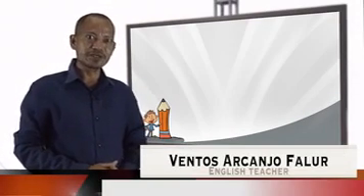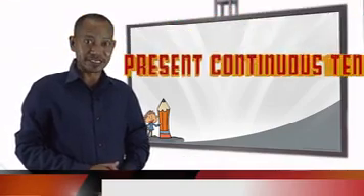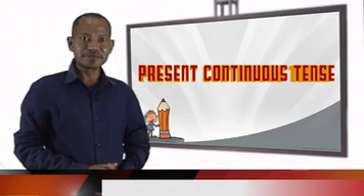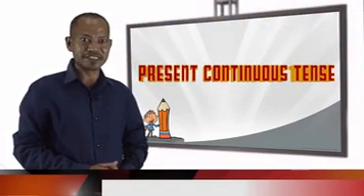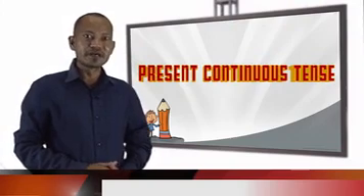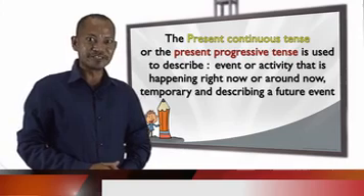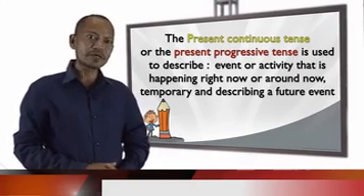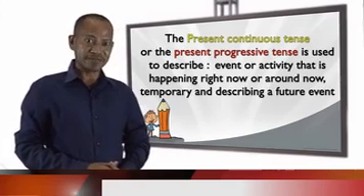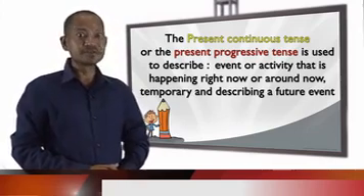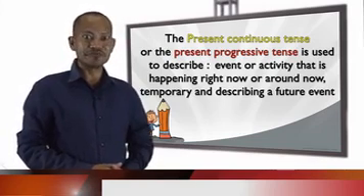Today, as usual, I'm going to take you through a lesson with the focus on the present continuous tense. In this lesson, we are going to have a look at some different uses of the present continuous tense. The present continuous tense, or the present progressive tense, is used to describe an event or activity that is happening right now or at the time of speaking, around now, something temporary, and also to describe a future event.